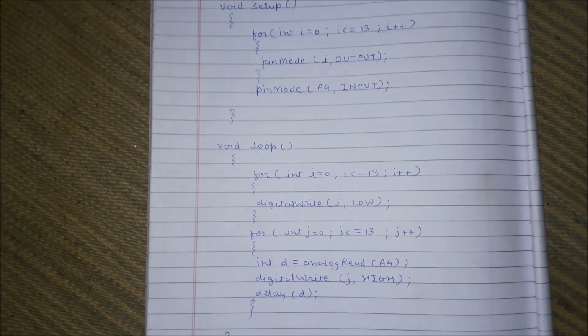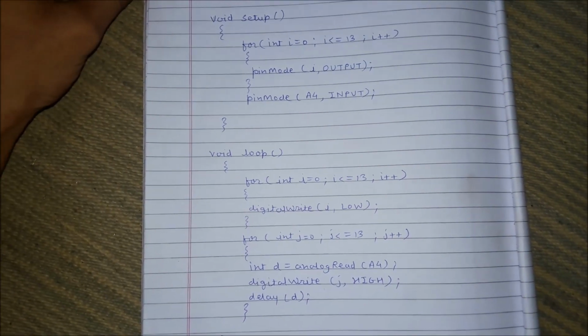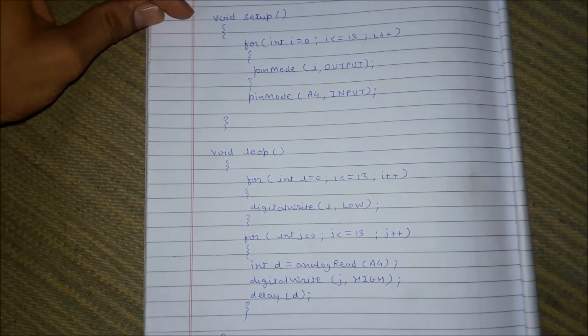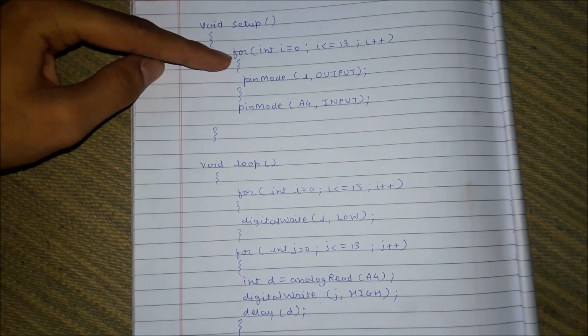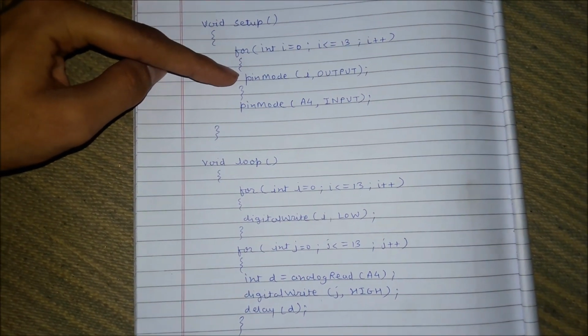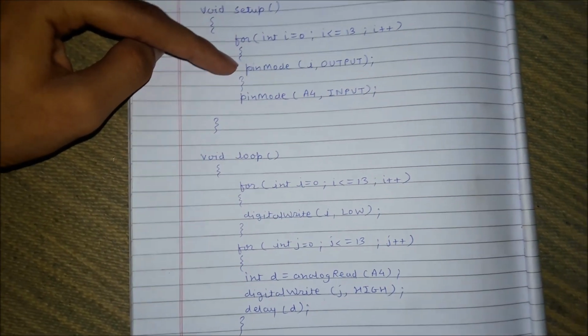So this is the code. As you can see, the code is really simple. The setup function is executed once and it is used to configure the digital pins. This pin mode function is in the for loop. So initially i is 0, so digital pin 0 will be configured as output.